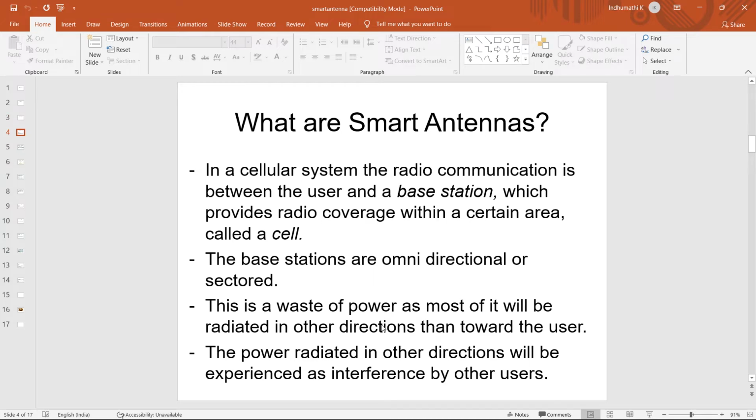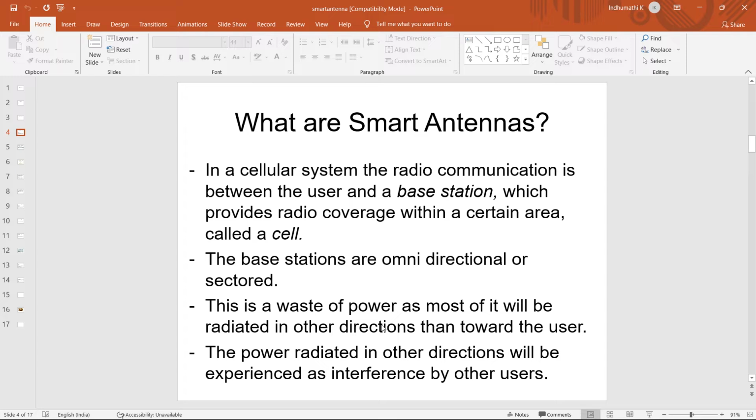And as it is giving more efficiency, you have to check what a smart antenna is first. In a cellular system, the radio communication is between the user and a base station, we know that, and it provides radio coverage within a certain area called a cell. So each and every antenna is communicating from base station to the user and from the user to the base station, like that we are having connections. And all these base stations have an omnidirectional radiation pattern, or we may call it a sector, that is 65-degree over all the three directions around the direction.